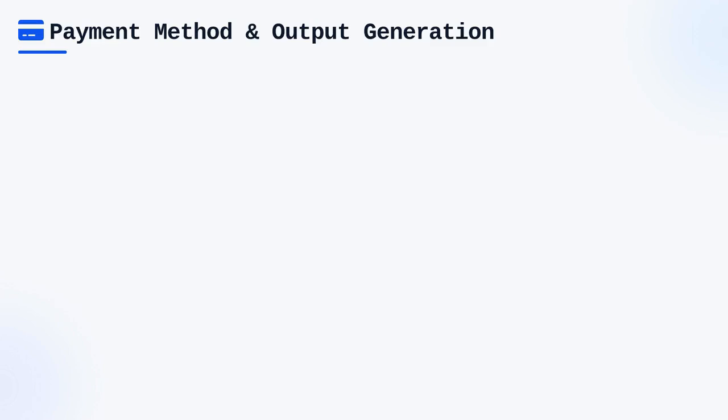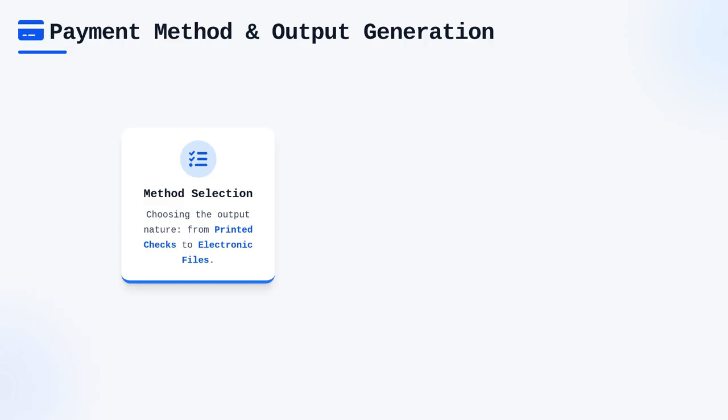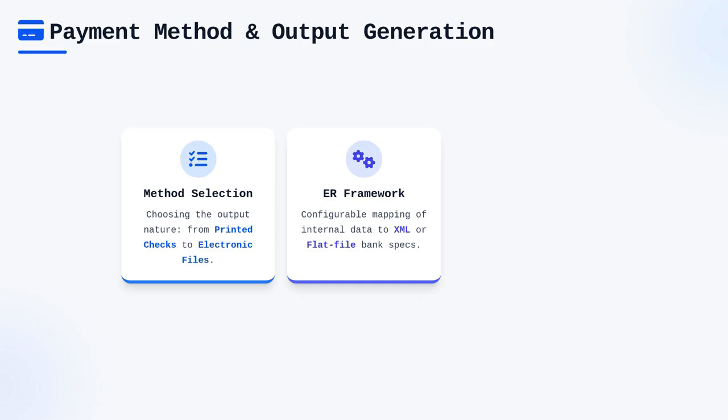Once the payment lines are prepared, the next phase involves the selection of the payment method, which determines the nature of the output. The system supports various formats, ranging from printed checks to complex electronic payment files required by local banking infrastructures. These electronic payment files are generated through the Electronic Reporting Framework, a configurable toolset that allows you to map internal data fields to the specific XML or flat file specifications required by different banks.